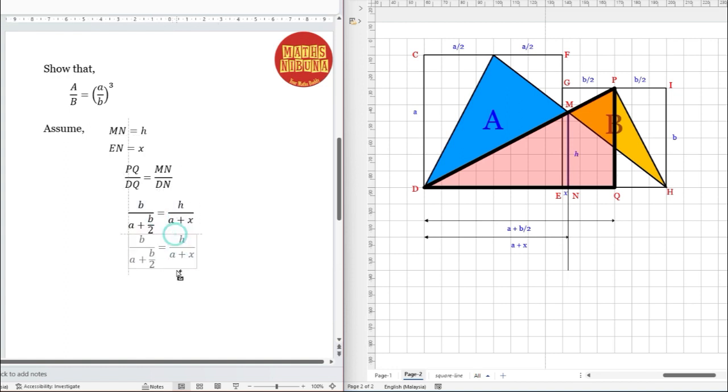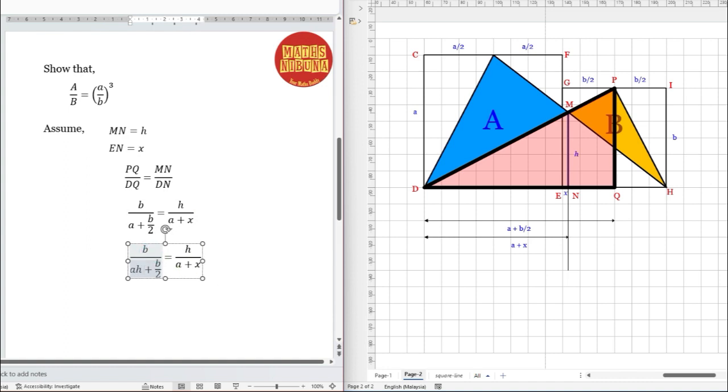And finally, when we solve this, we can say that my H equals B times (A plus X), and I multiply by 2 here, so the denominator becomes 2A plus B. That is, H equals 2B times (A plus X) over (2A plus B).